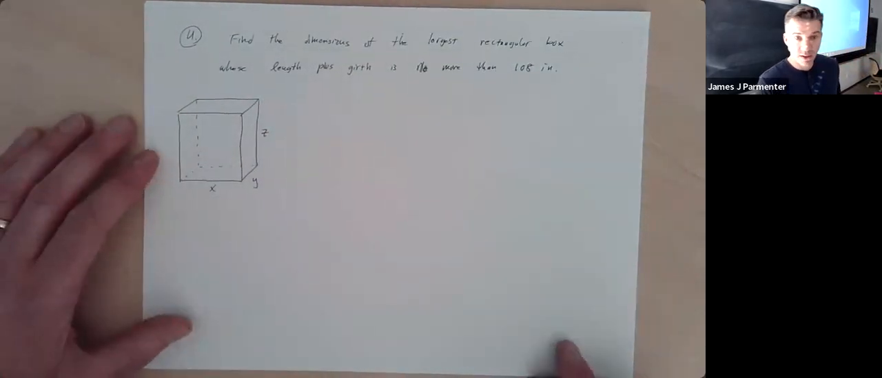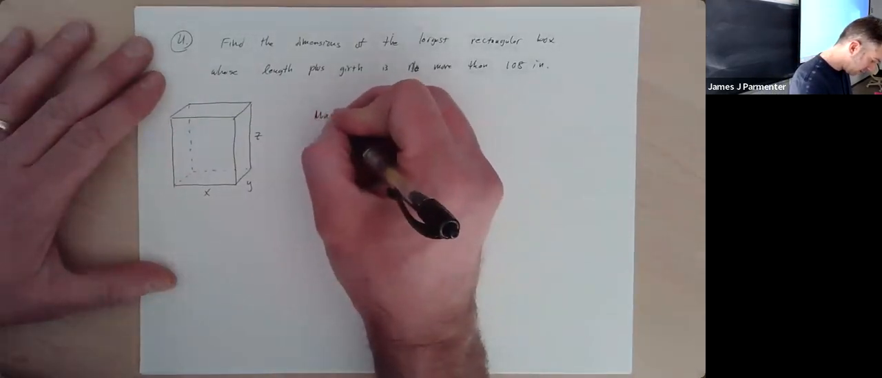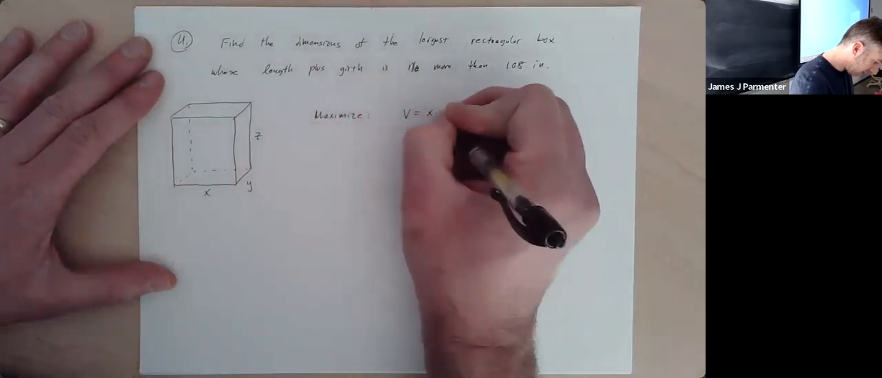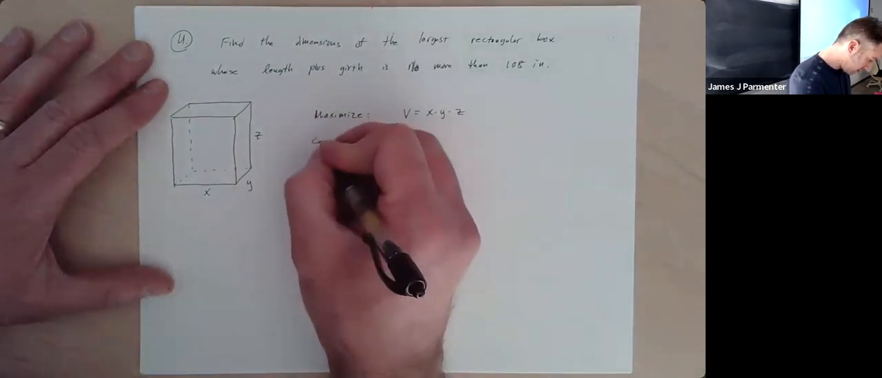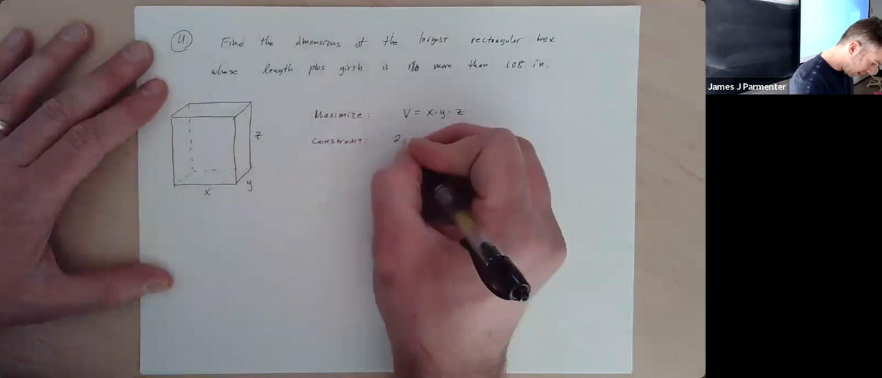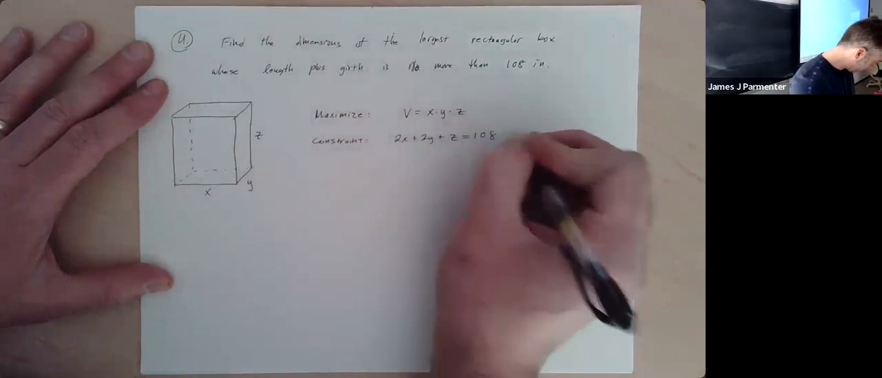Okay, so here's the setup. We want to maximize volume equal to X times Y times Z. And our constraint is 2X plus 2Y plus Z equal to 108.